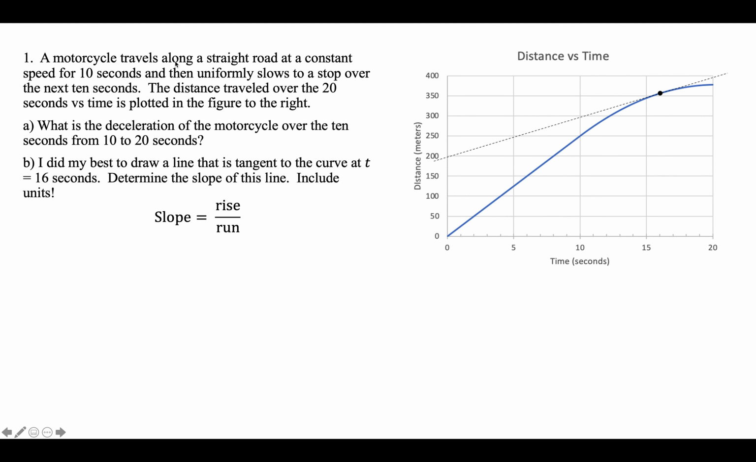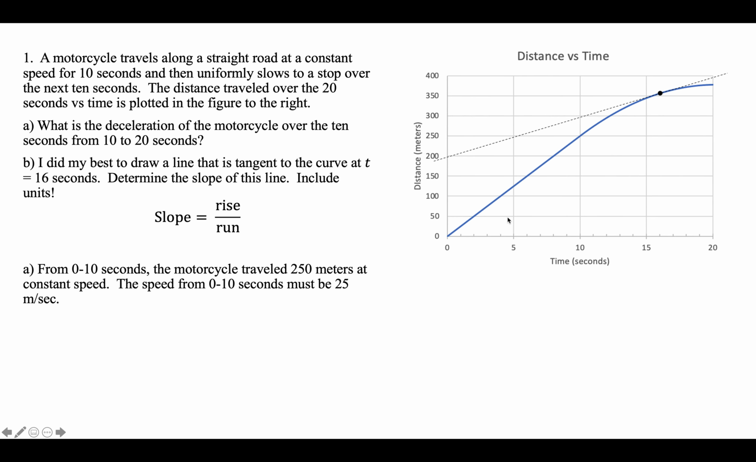Problem 1. A motorcycle travels along a straight road at constant speed for 10 seconds and then uniformly slows to a stop over the next 10 seconds. The distance traveled over the 20 seconds is plotted here. What is the deceleration of the motorcycle over the 10 seconds from 10 to 20 when it's slowing down? So constant speed here, slowing down to a stop. Part B, what's the slope of that line? The tangent line at 16 seconds.